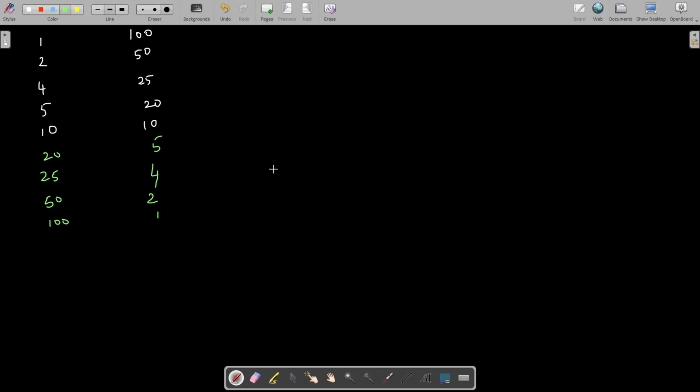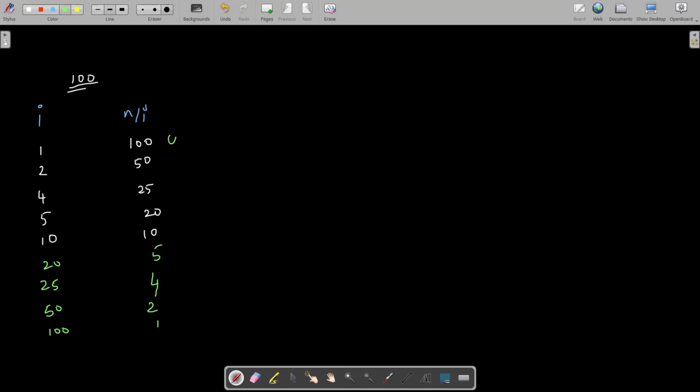Coming to 100, here also count plus equal to 2. I am incrementing my count by 2. Here, what I have to do? Let's see, if my i is 5 and n by i is 20, both numbers are different. At that time I am incrementing my count by 2. But let's see here, my i is 10 and n by i is also 10.